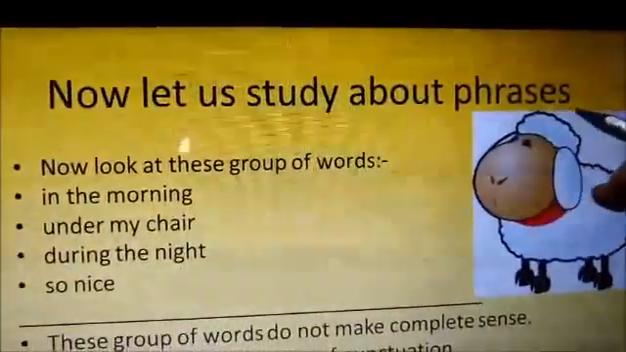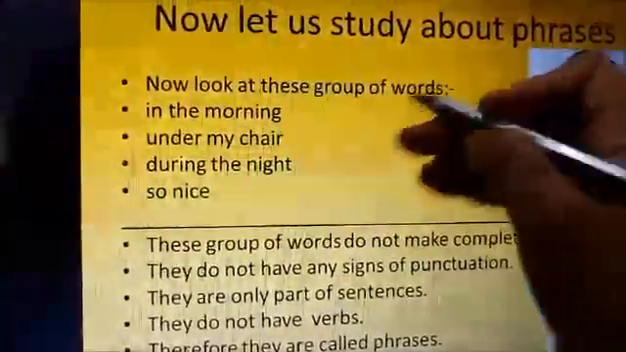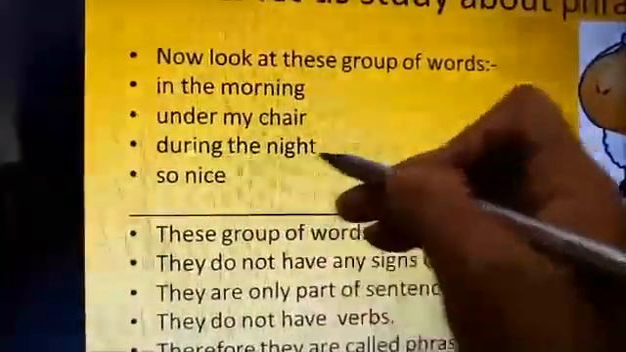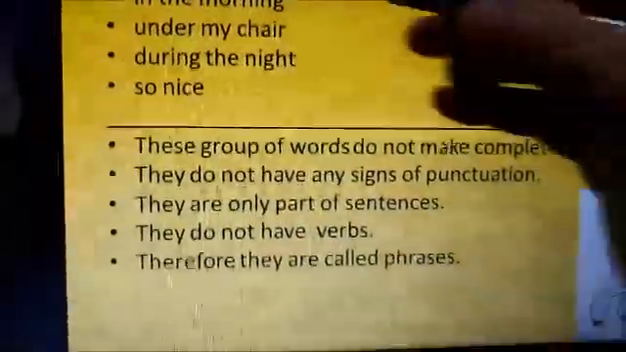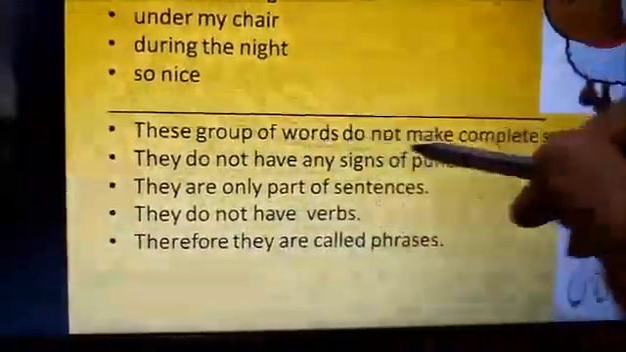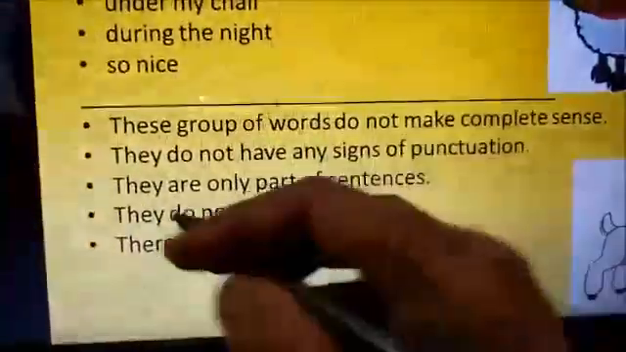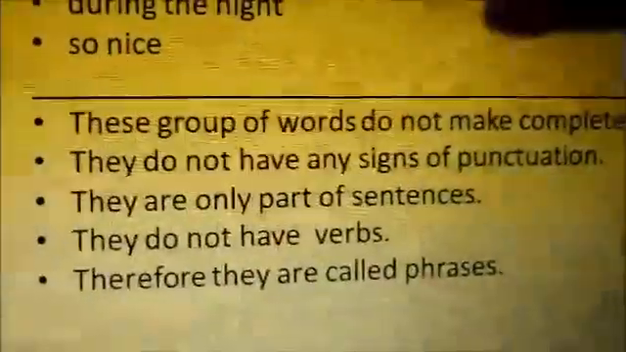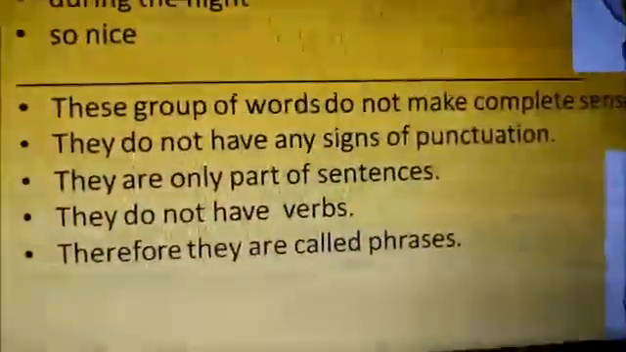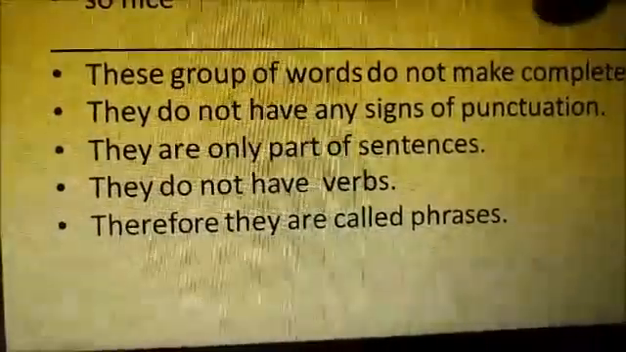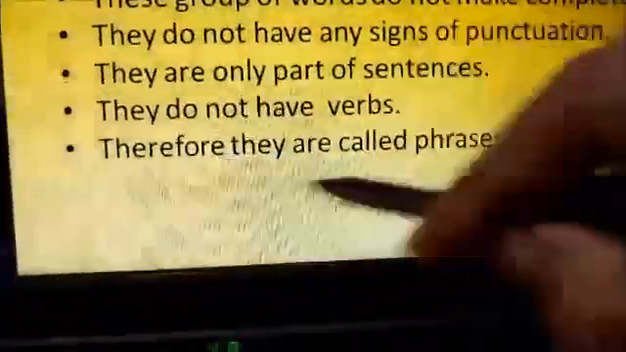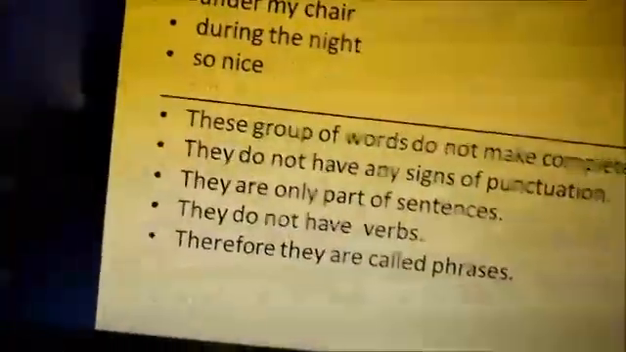Let us study about phrases. Now look at this group of words. In the morning, under my chair, during the night, so nice. These groups of words do not make complete sense. They do not have any signs of punctuation. That means it does not have a verb, it does not have a question mark, a full stop or an exclamation mark. They are only parts of sentences. They do not have verbs. Therefore, they are called phrases.